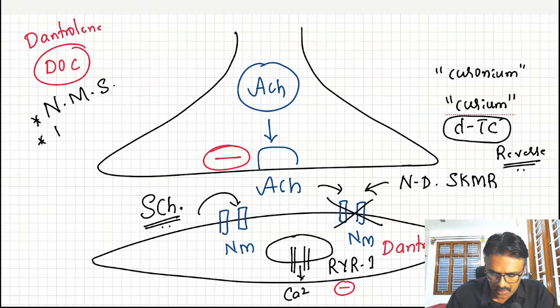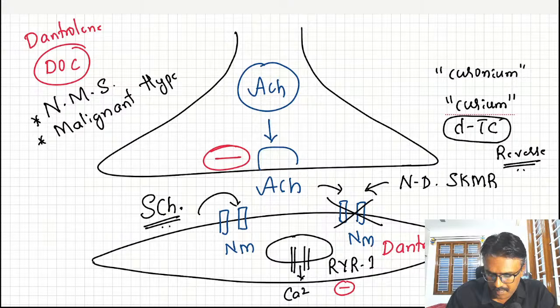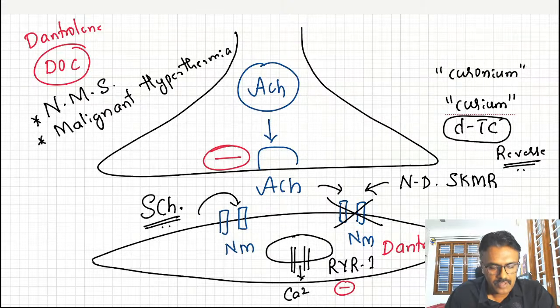Second, it is also used in malignant hyperthermia. In both conditions, muscle rigidity is seen. So the drug of choice is dantrolene. Yes, Journey, very good. Jovit, very good.